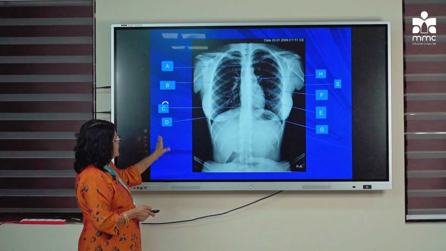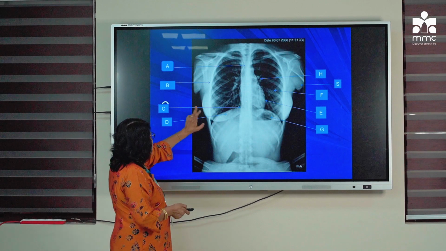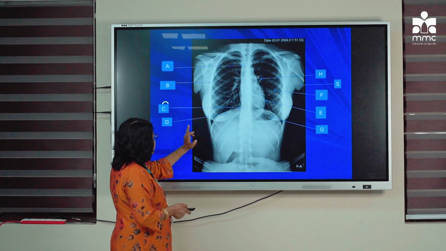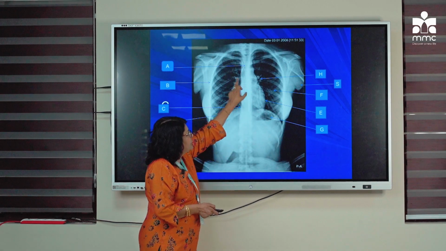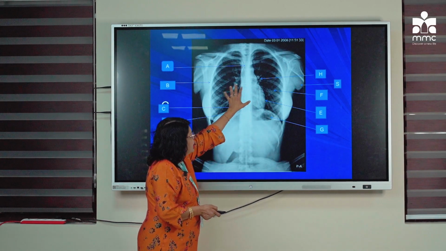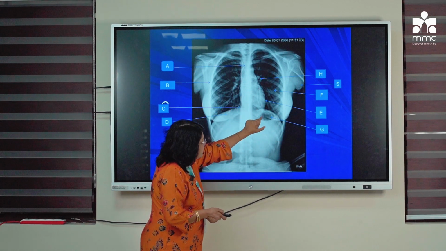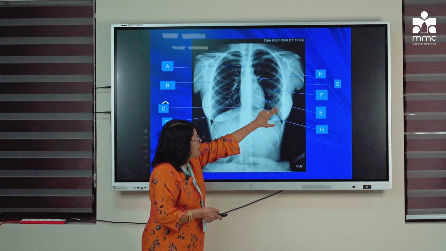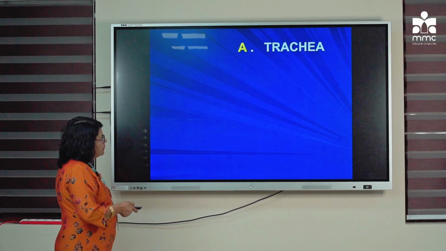interpret the chest X-ray. So A stands for the trachea, B stands for all the bones, C stands for the cardiophrenic and costophrenic angle, D for the dome of the diaphragm, E for the edge of the heart, F for the lung fields, then H for the hilum, G for the gastric bubble, which is very important, and S for the soft tissue around the bony thoracic wall. So we will come one by one.